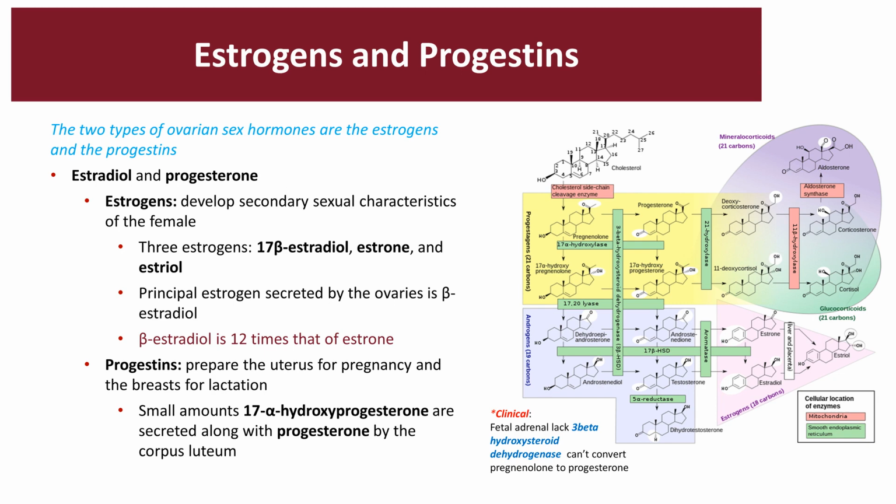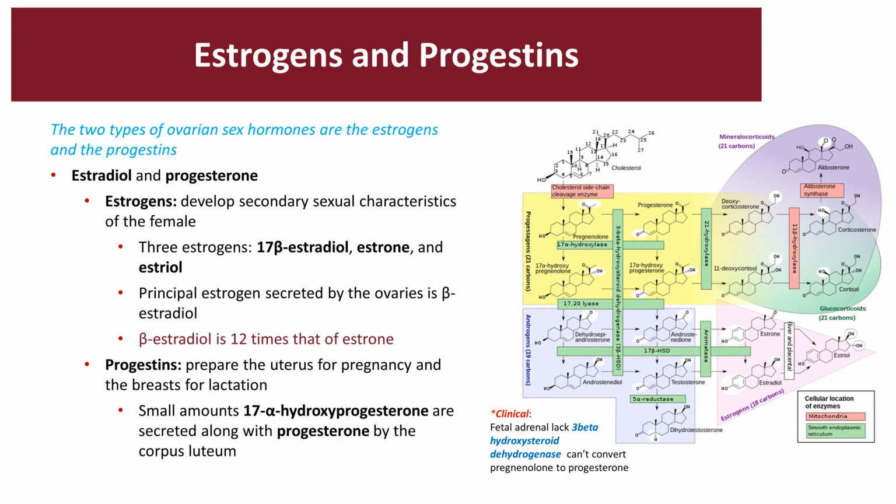mostly by the corpus luteum. Cholesterol becomes pregnenolone, and then pregnenolone gets converted to 17-alpha hydroxypregnenolone with the help of an enzyme called 17-alpha hydroxylase. The same enzyme also converts progesterone into 17-alpha hydroxyprogesterone. From both of these 17-alpha versions, it can be converted into DHEA, dehydroepiandrosterone, or it can be converted from progesterone into androstenedione.